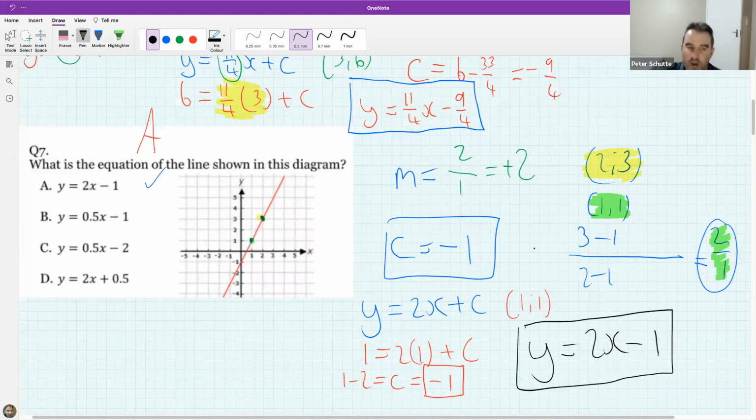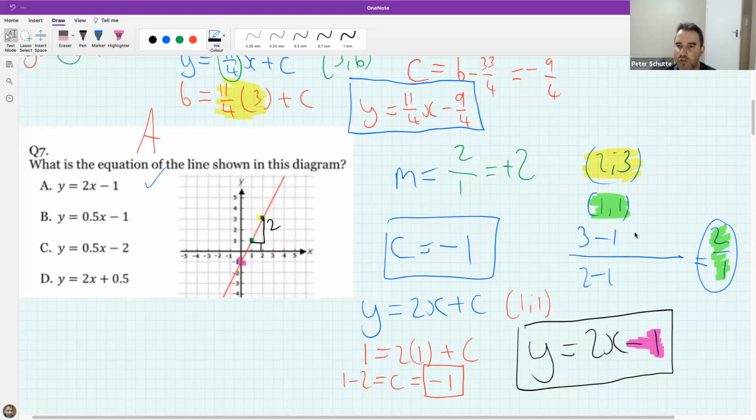But what I was simply showing you is that it's sometimes even quicker to see that the y-intercept in this case is -1. You can see that it cuts the y-axis at -1. So this was always going to be -1, even if I just saw it straight away. And you can sometimes work out the gradient by just counting blocks. That's what I was trying to show you.